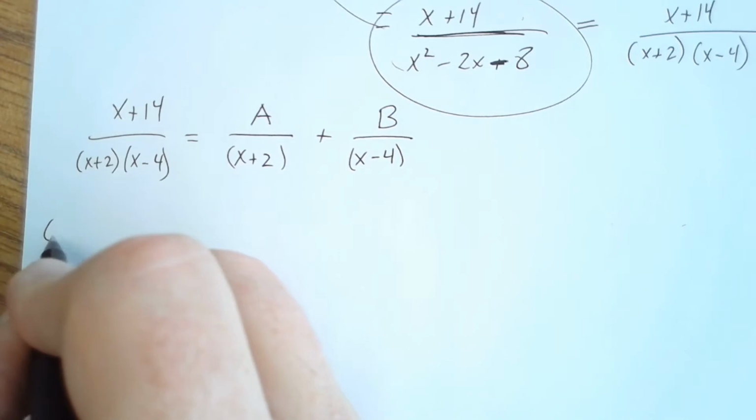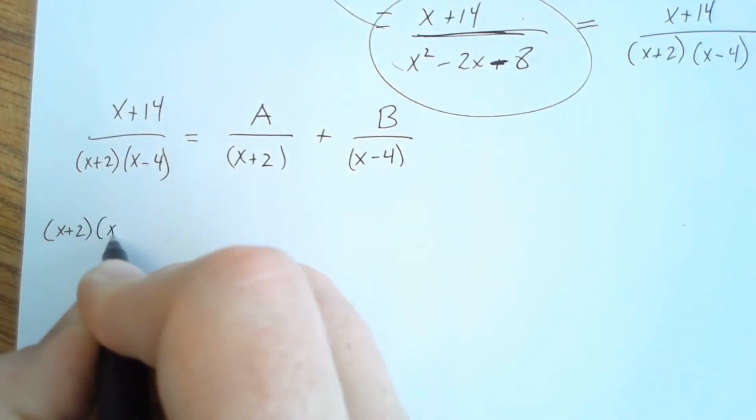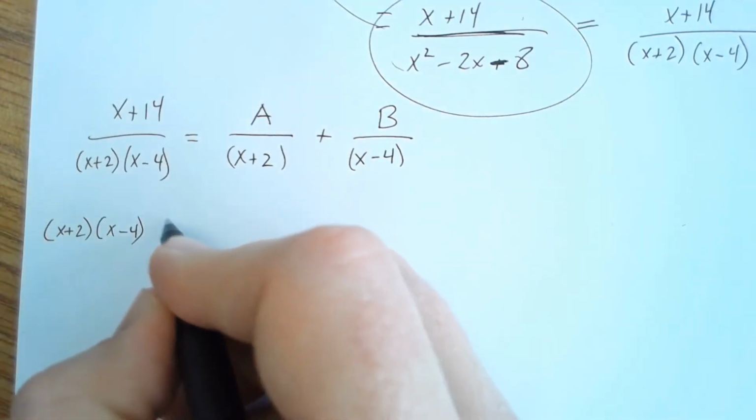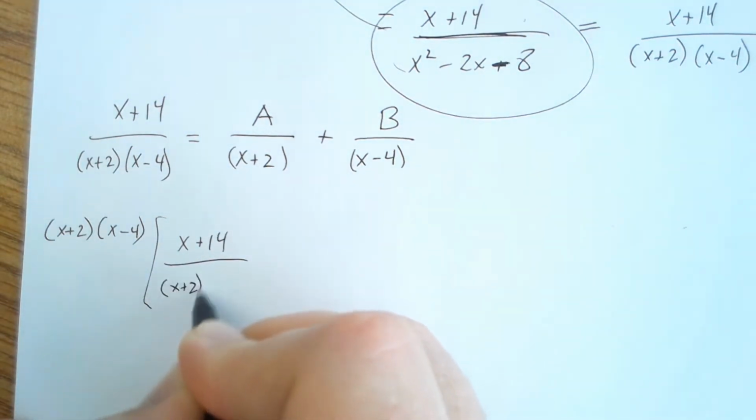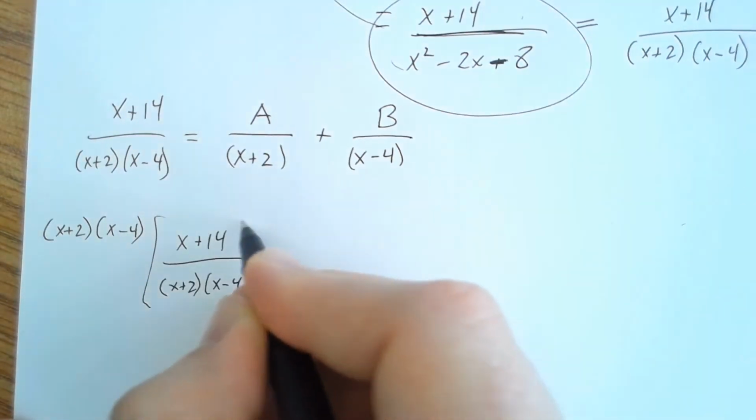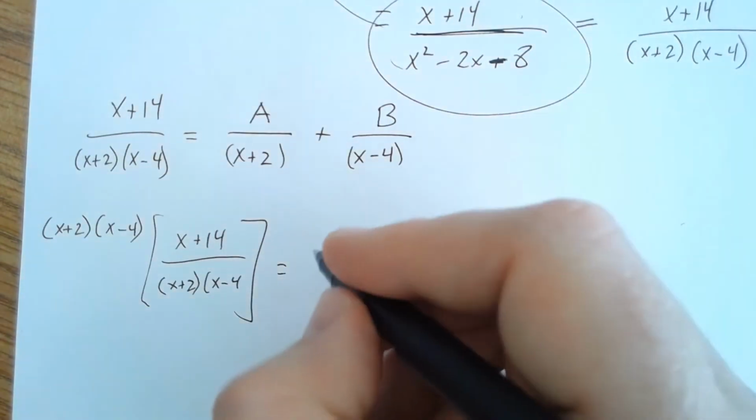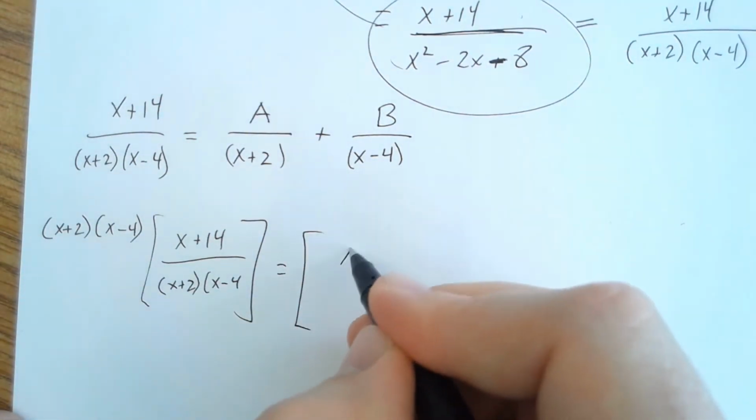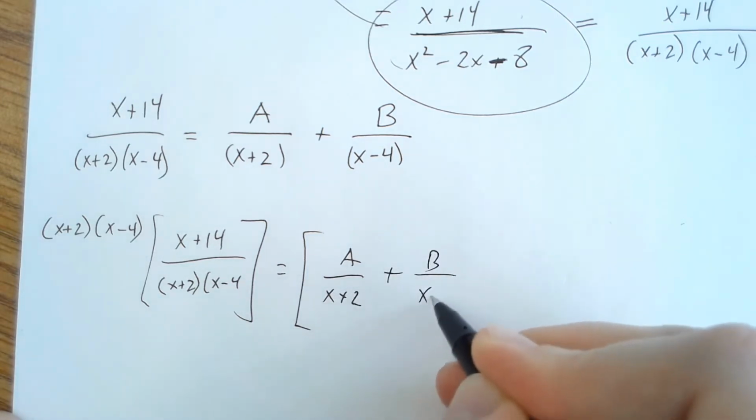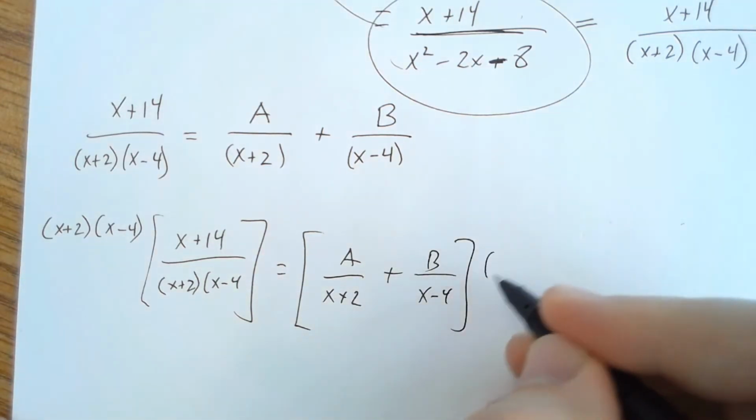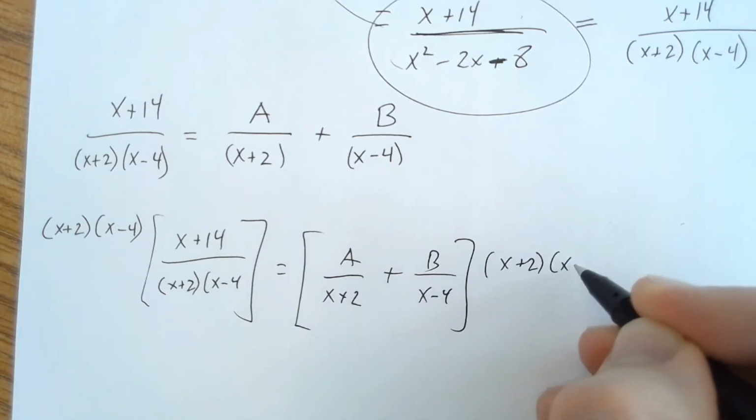So what I can do is multiply both sides of this equation by the common denominator. That's what I'm going to do here, making sure that the brackets are the original pieces. So I'm going to have a over x plus 2 plus b over x minus 4, but that whole side is going to be multiplied by x plus 2 and x minus 4.